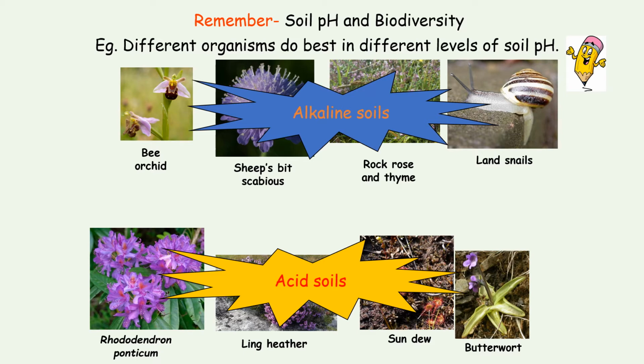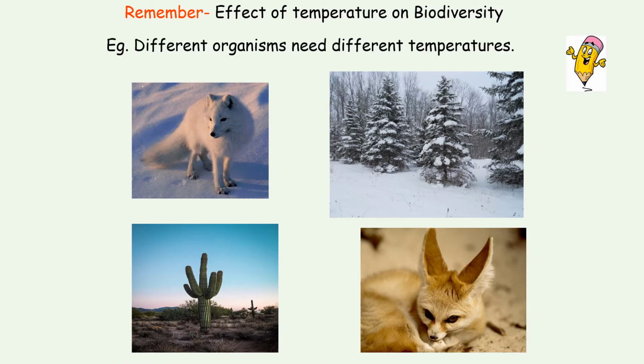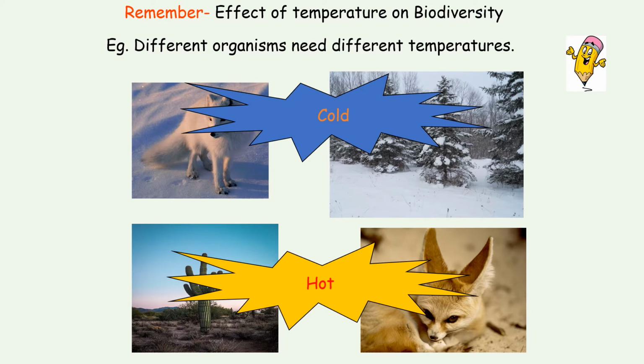Let's look at another example, which would be temperature. Temperature can affect biodiversity because different organisms need different temperatures to survive as they're adapted to different conditions. So, for example, your Arctic fox and your conifers are adapted to cold conditions, so can only survive in cold conditions, whereas your desert fox and your cactus are adapted to hot conditions, so can only live in hot conditions. So, your temperature will affect the types of organisms that are there.